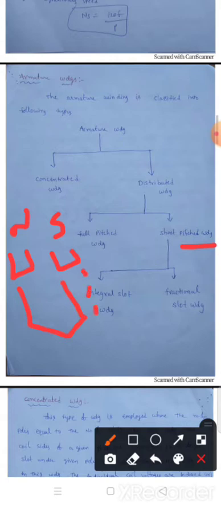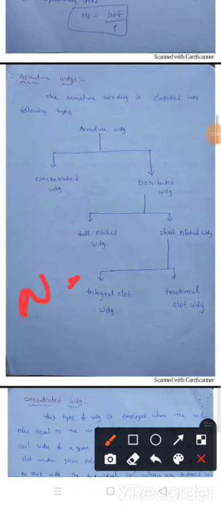In short pitched winding, this is north pole and this is south pole. This would be 180 degrees, but here it makes an angle alpha difference, that is alpha is called the short pitched angle or chorded angle. Short pitched winding is also called chorded winding. If the difference between the center of the north pole and south pole is less than 180 degrees, it is called short pitched winding.